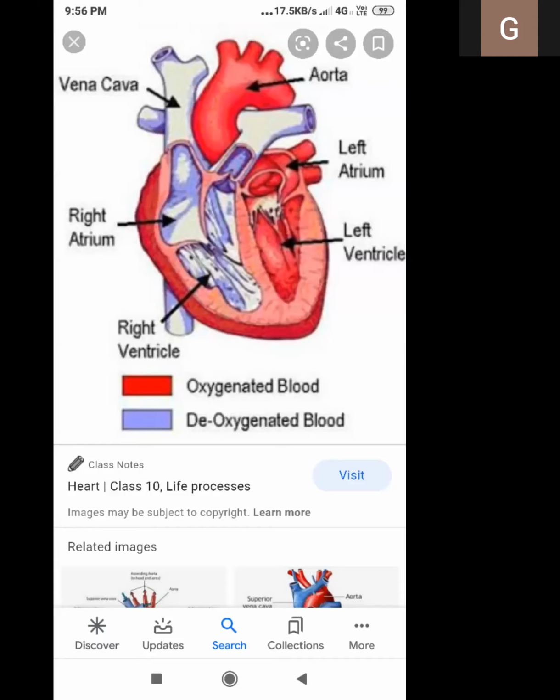So here you can see oxygenated blood, deoxygenated blood. Deoxygenated blood is on the right side, oxygenated blood is on the left side.